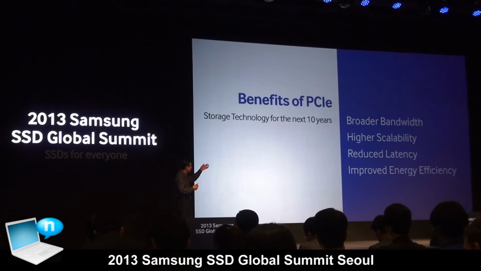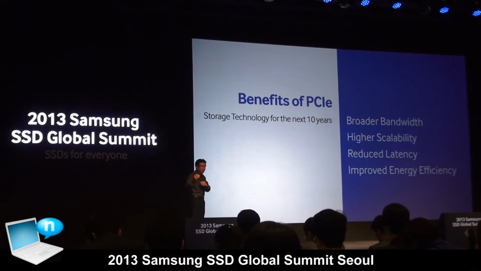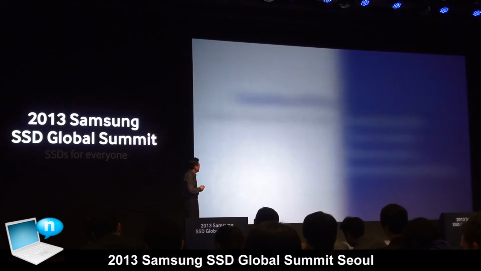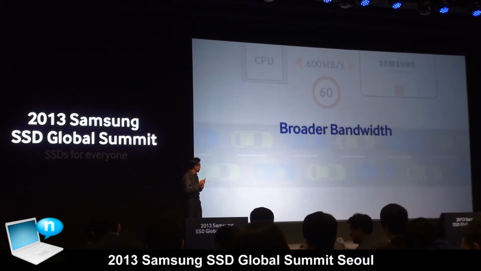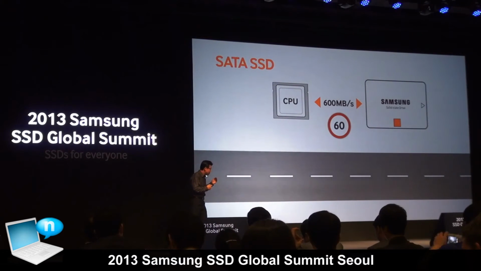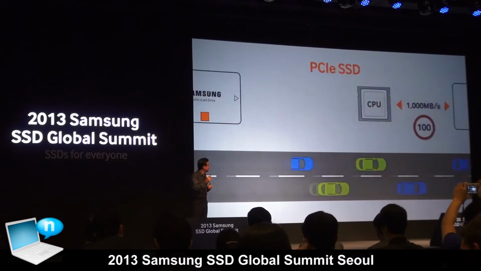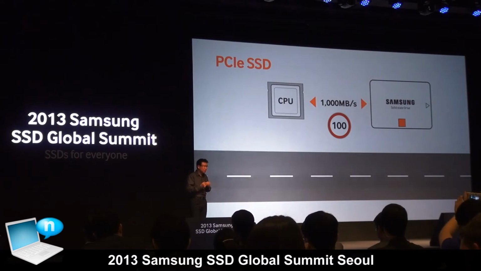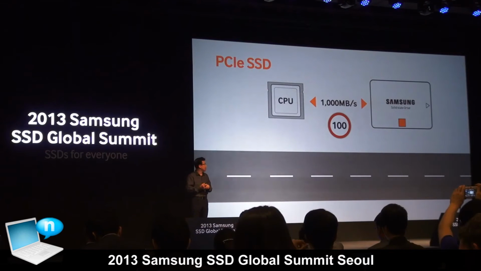I want to point out 4 key aspects of PCI which are advantageous over SATA or any other interfaces. It has broader bandwidth. It has higher scalability. It has reduced latency and improved energy efficiency. What it means is broader bandwidth, first of all, and most importantly: from the SATA SSD speed limitation of 600 megabytes per second, we are moving to PCI SSD at 1 gigabyte per second. So we are gaining approximately 40% of performance advantage.